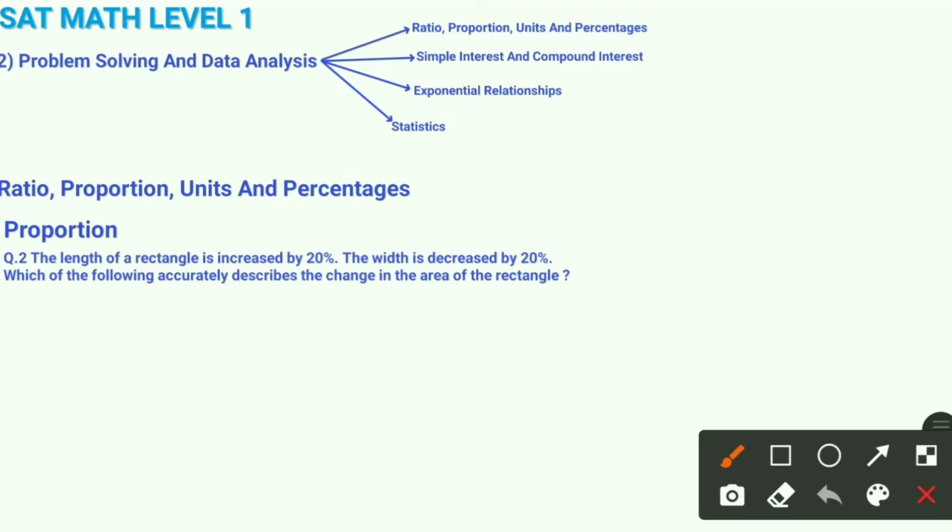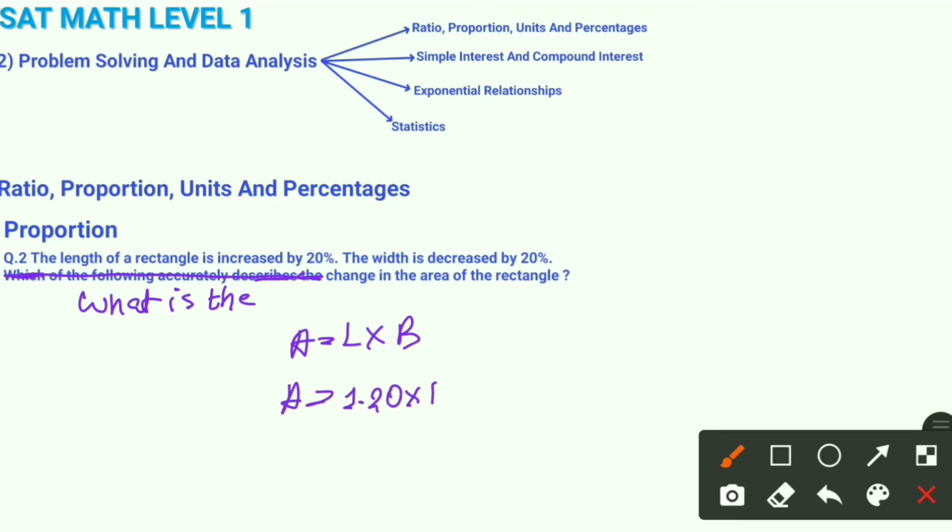Another question. Question 2. The length of a rectangle is increased by 20%. The width is decreased by 20%. Which of the following accurately describes the change in the area of the rectangle? I should have written: what is the change in the area of the rectangle? Area is equal to length multiplied by breadth. Length is increased by 20%, so it's 1.20 multiplied by length, and breadth is decreased by 20%, so it's 0.80 multiplied by breadth.